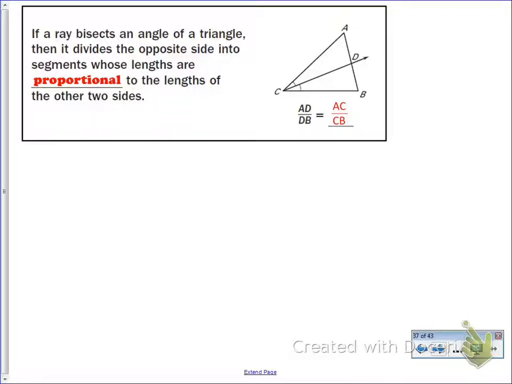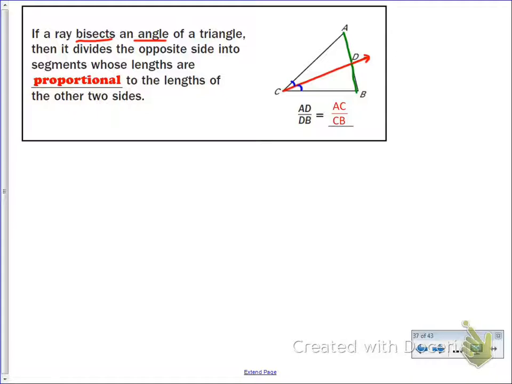And this one's talking about if I have a ray, so in this case, CD is a ray, okay? And that ray is bisecting the angle. So angle ACB here is being bisected, meaning it's being split into two congruent angles right there. So CD is an angle bisector. And what this is going to do is it's going to divide the opposite side into segments. So the two segments it divides it up into would be, so the bisector is here, so AD and BD would be those two segments.